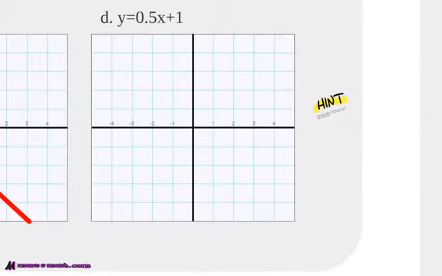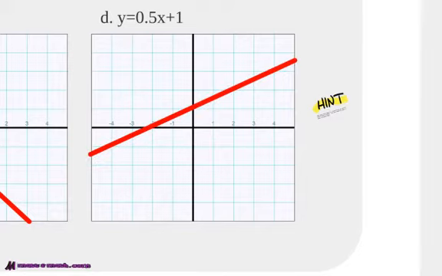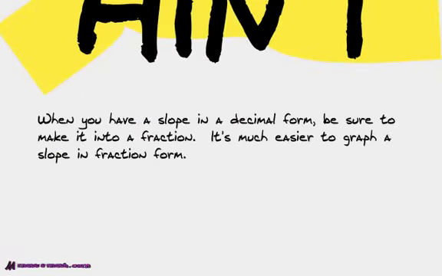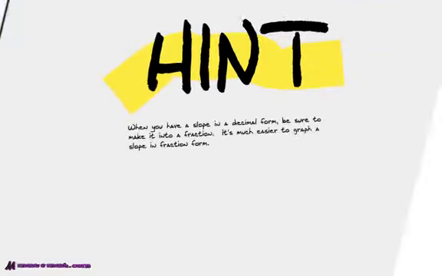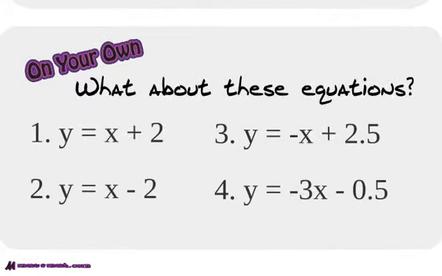All right, check it out. Now do this one. 0.5x plus 1. Again, start with B, then go to m. All right, should have had this. B is 1, then you're going up 1 over 2, up 1 over 2. All right, when you have a slope in decimal form, just a reminder, make sure you turn it into a fraction. It's much easier to graph it in fraction form than it is in decimal form, okay? Why don't you try these? Definitely label what m and b are on each of these equations and see what you can get for graphs.